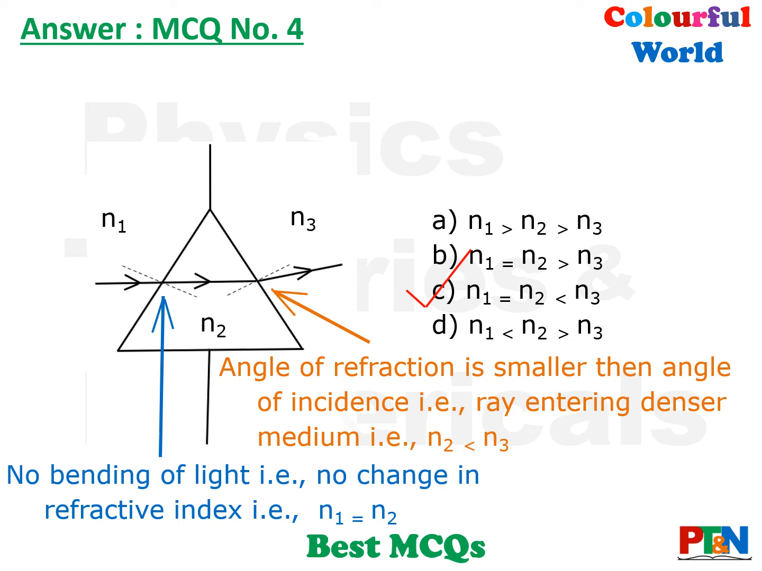And in the second refraction, you see the ray has bent upward. That means refractive index of N3 is more than N2, because in N3 the ray has moved towards normal. That means N3 is bigger than N2. So N1 is equal to N2 and N2 is less than N3. So your answer here is option C.